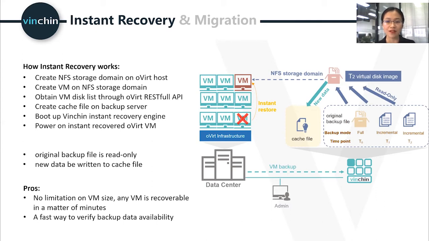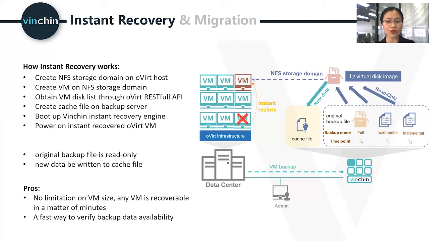Firstly, the backup server will notify the oVirt engine to create an NFS storage domain on the oVirt host through RESTful API, and then create a VM on that NFS storage domain. Then the oVirt engine sends the oVirt VM disk info to the backup server. The backup server then creates a cache file on itself to get ready to store new data from the oVirt VM. Once done, the backup server will boot up the instant recovery engine. The business system is started up at that time.